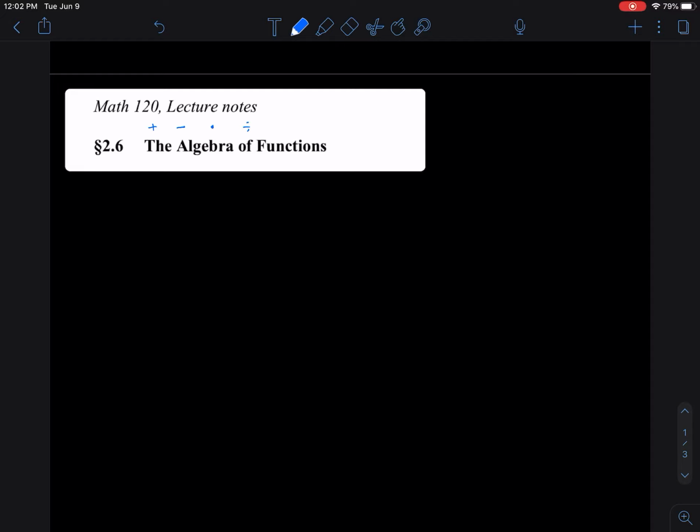So remember from the previous lesson, functions are just equations that satisfy the condition where every single input has exactly one output, right? So what we're looking at in this lesson is how do we interpret two functions adding, subtracting, multiplying, and dividing, both visually and mathematically as well.